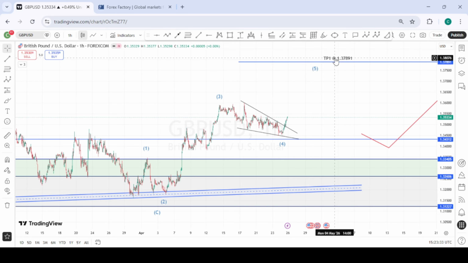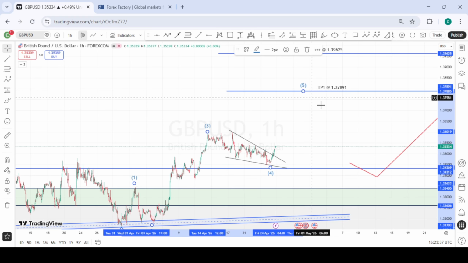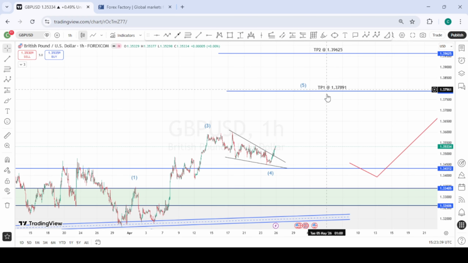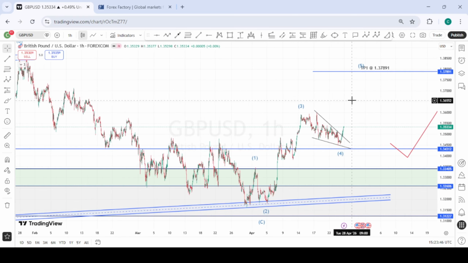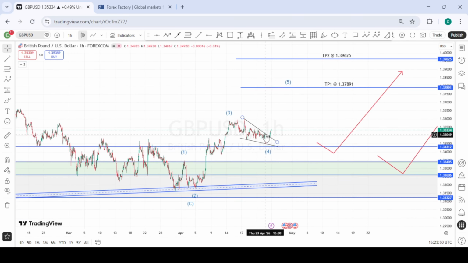So this TP1 might be our target, our initial target for now. Until we're able to reach this target, then we'll consider some more buying opportunities to the upside. So we are very bullish for now. GBPUSD looks very bullish. So we are going to consider a possible pullback for an entry, then we'll take our trade to the upside. So we are bullish on GBPUSD for the coming week.